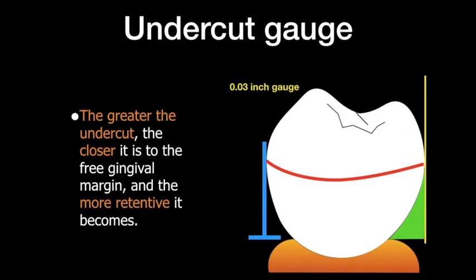If you use the 0.03 inch gauge, you can see that the distance is wider. And when you move up, it will stop closer to the free gingival margin. So this area will be called the 0.03 inch undercut. That's why we said when the undercut becomes greater, the location is closer to the free gingival margin and provides more retention.